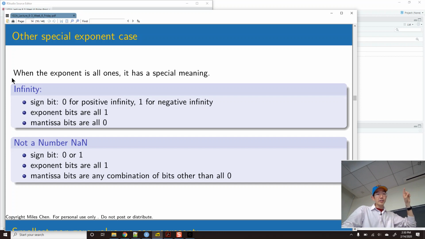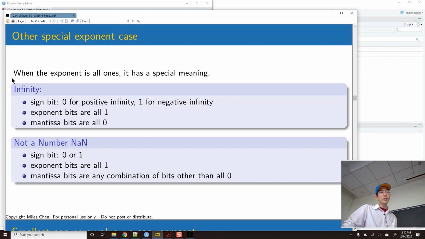For infinity, the sign bit is 0 for positive infinity or 1 for negative infinity. The exponent bits are all 1, whether it's the mini float or the full double precision floating point. And the mantissa bits are all 0. So if you have exponent bits all 1 and mantissa bits all 0, that's going to be infinity.